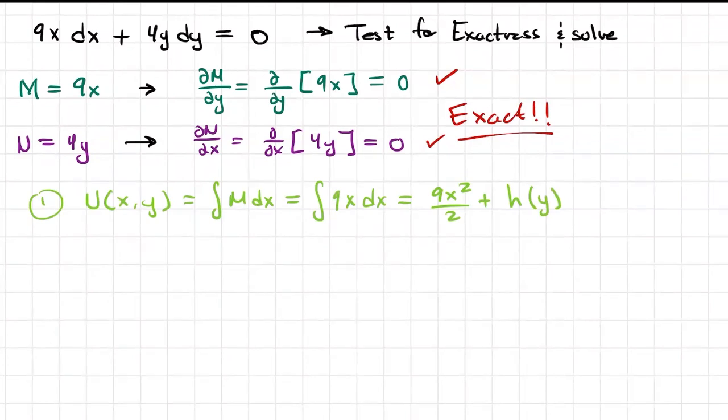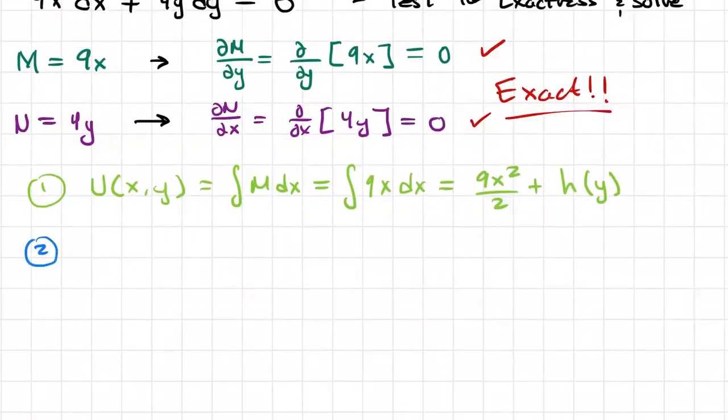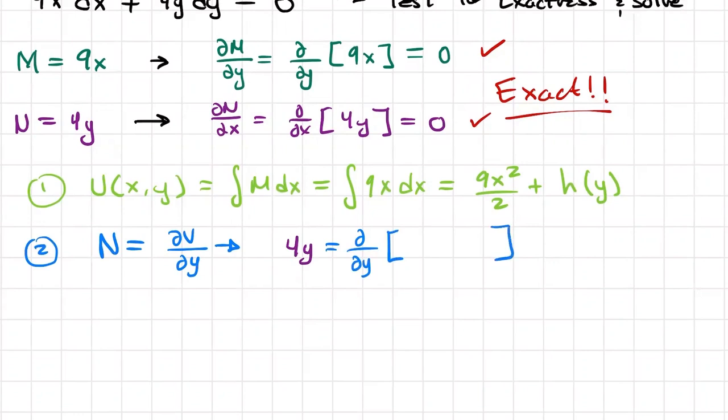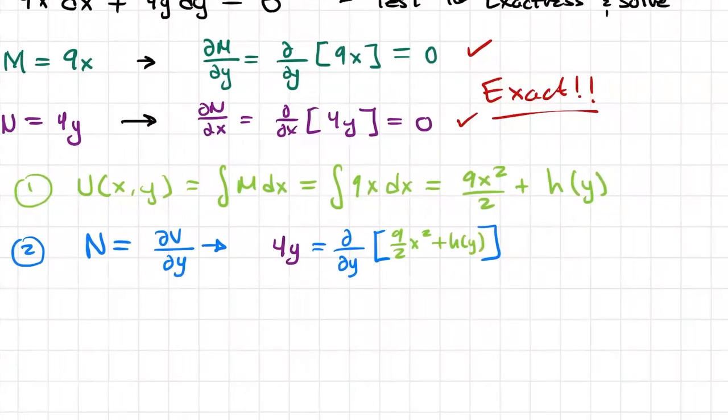Then using equation 2, we have that n is equal to partial u partial y. We already know what n is. We know that n is 4y, and that it should be equal to the partial derivative of u with respect to y, where the u that we have already is 9 over 2 x squared plus h of y. So let's check that we have it.